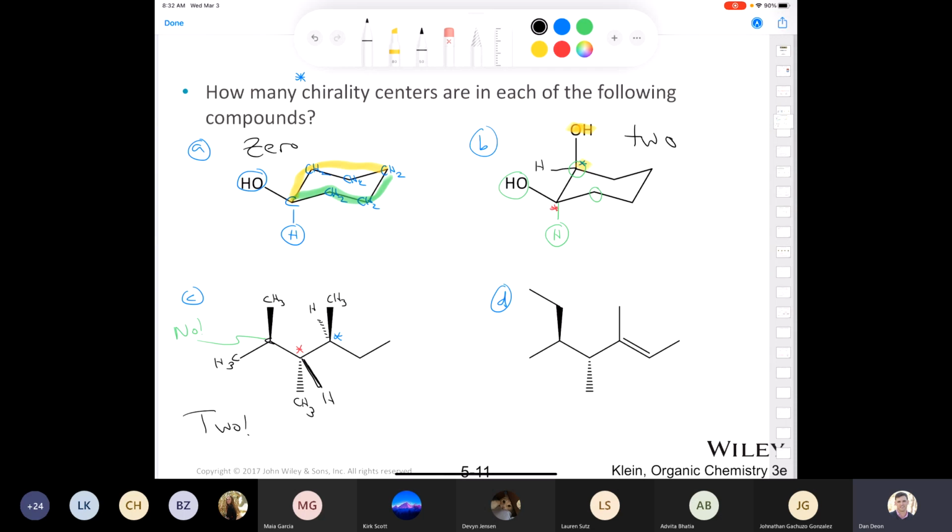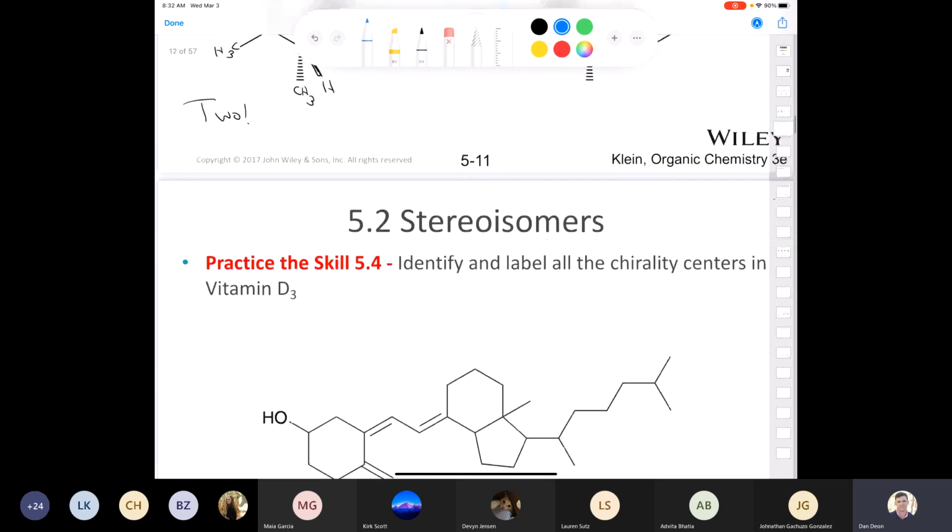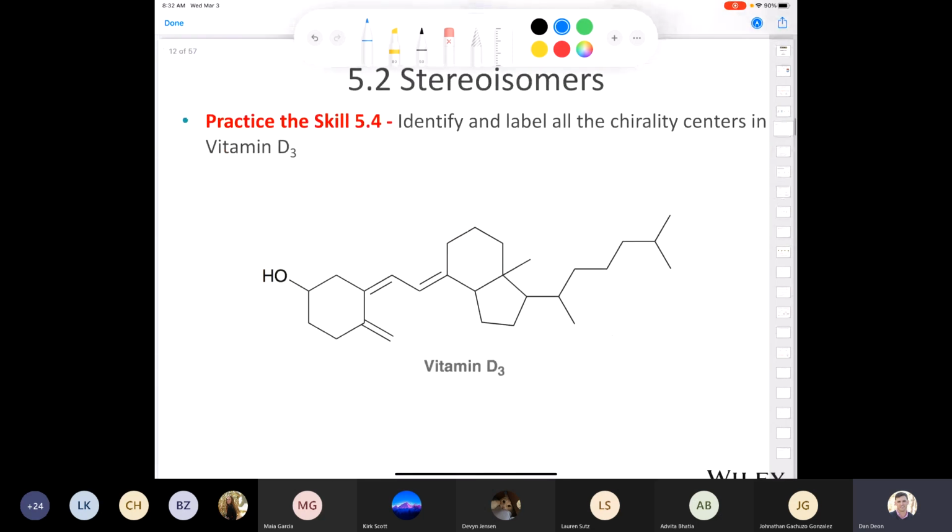Okay. The next one has 2 chiral centers. We've got a chiral center here, and we have a chiral center there. Carbons attached to 4 different groups. And make sure you take a look at that one. But I want to keep moving and ask you to identify.